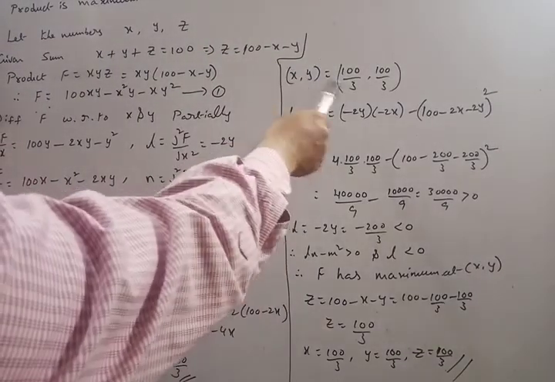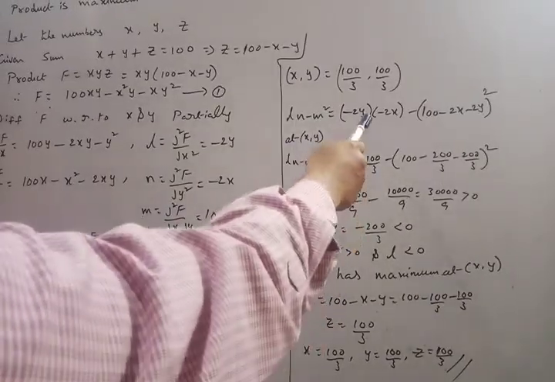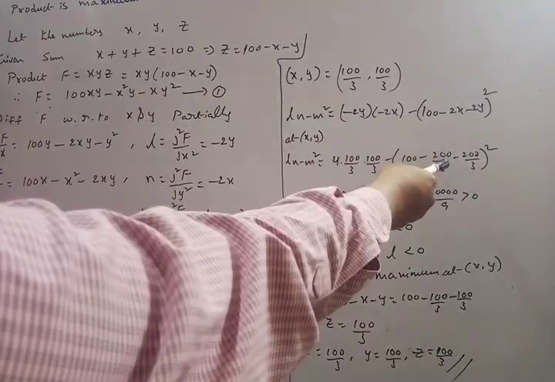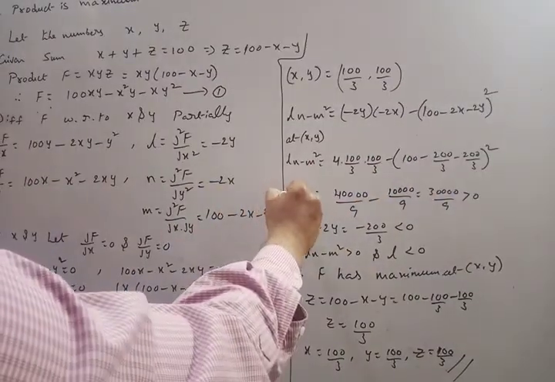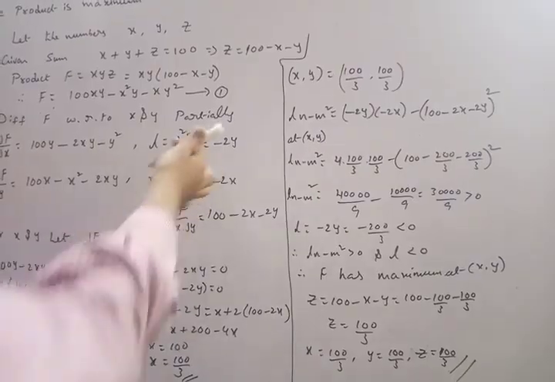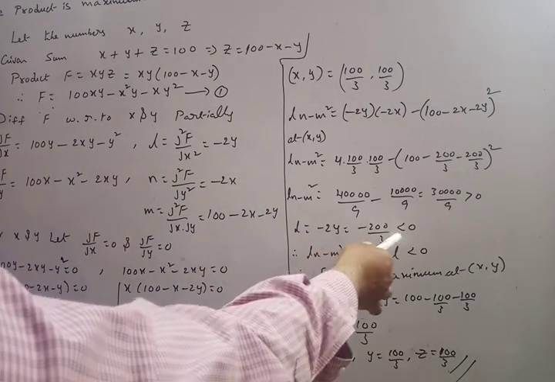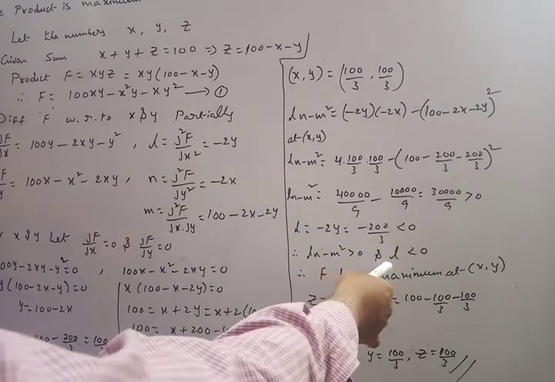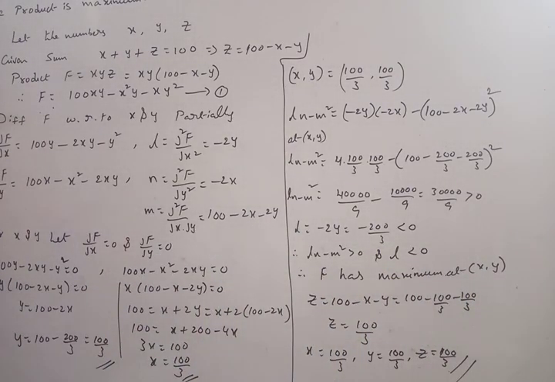Understand here? At x comma y we have to calculate ln minus m square. I substituted the y value and x value, and in place of m I substituted, and I got greater than 0. Then the L value is minus 2y. Y is 100, so minus 200 by 3, less than 0. So ln minus m square is greater than 0 and L is less than 0. F has maximum at x comma y, that means 100 by 3 comma 100 by 3.